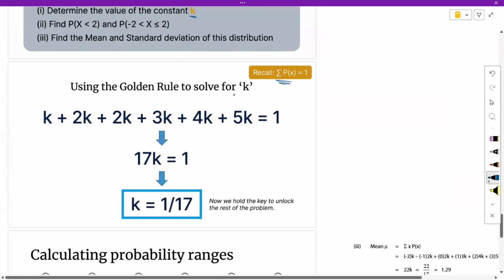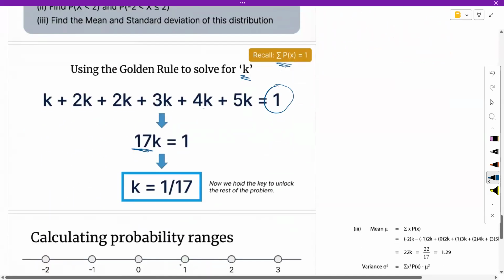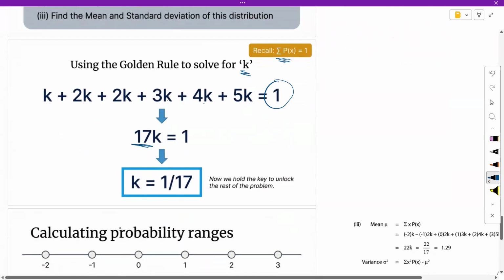Using the golden rule to solve for k: k, 2k, 2k, 3k, 4k, 5k equals 1. Then how many k's? 17 k's. 17k equals 1, then k equals 1 over 17. Now we hold the key to unlock the rest of the problem. So k equals 1 over 17.